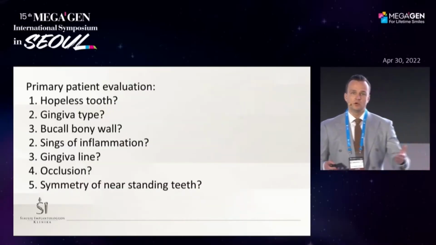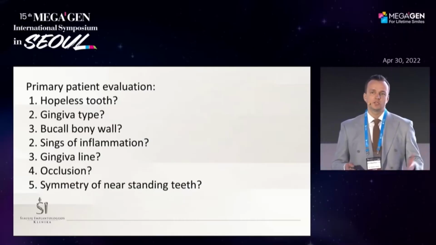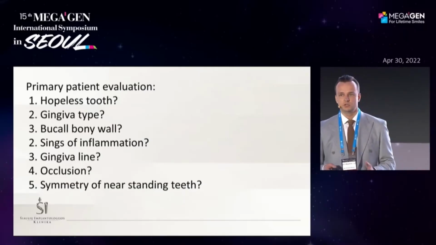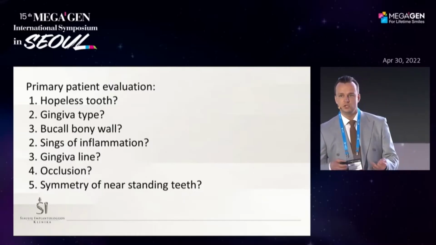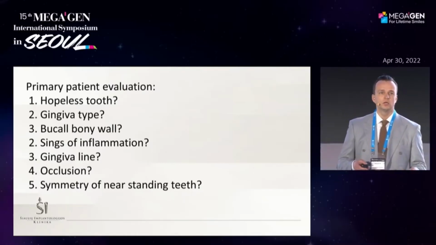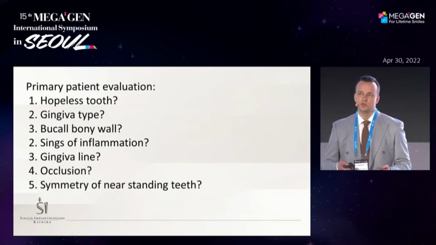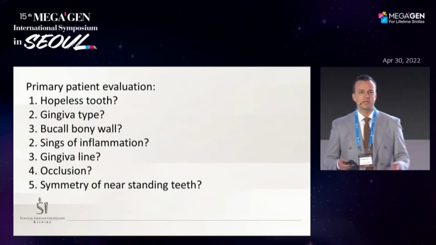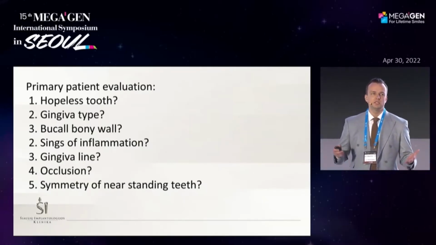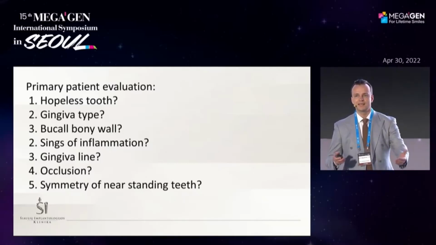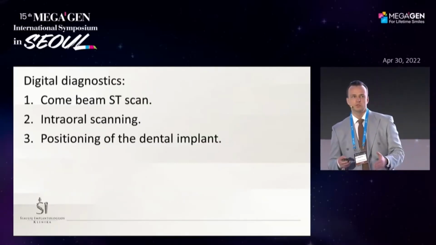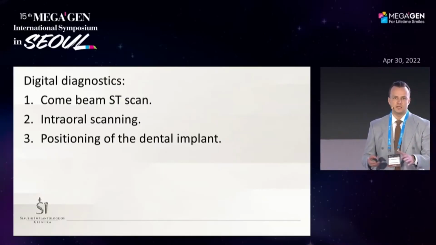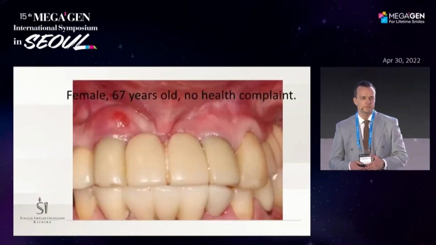Now, going back to the case, first of all, we need to see the patient and evaluate the primary situation: the tooth, the gingiva, the buccal bony wall, the occlusion, the symmetry of the gingiva, and all other aspects. If the patient is suitable for us, we can accept this patient to our case series. We move on, doing the cone beam CT scan and scanning this patient intraorally.